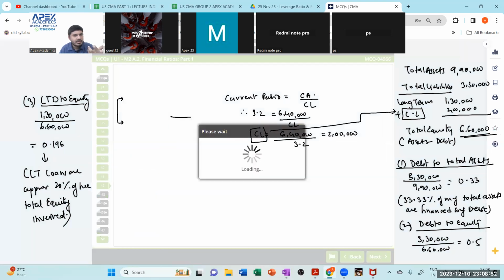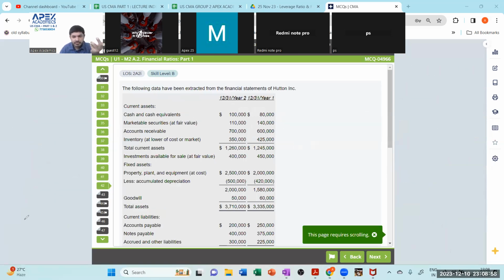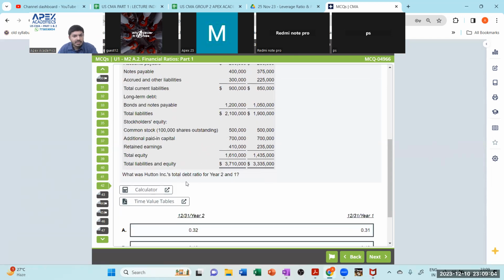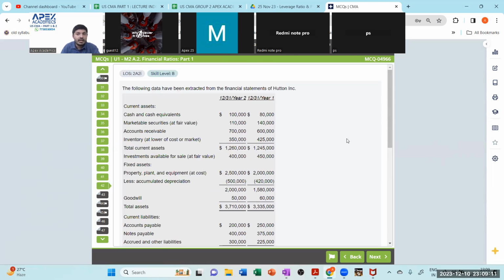Let's see this question. One second. Let us see this question. What is this question? What are they asking in this question? They are asking you the total debt ratio for the year. Total debt ratio. What is the meaning of total debt ratio?